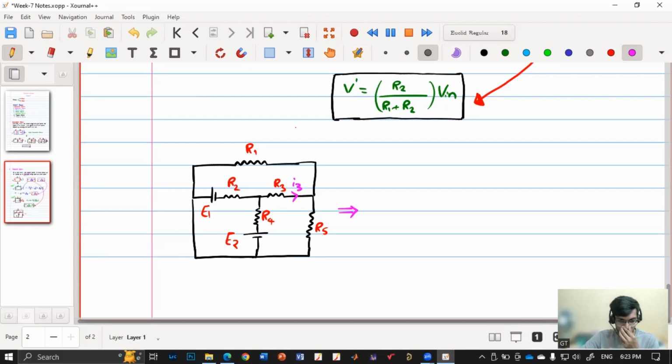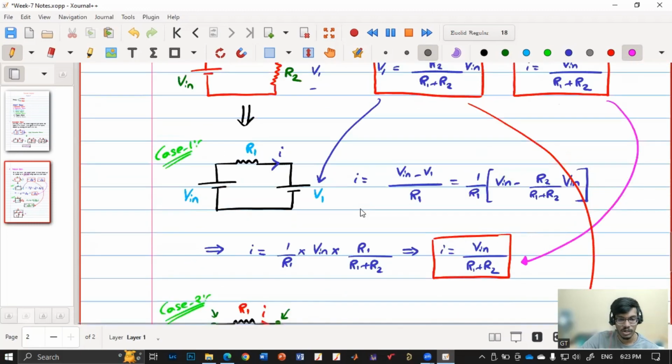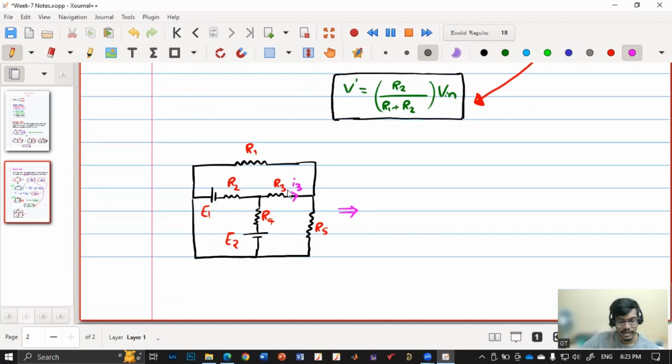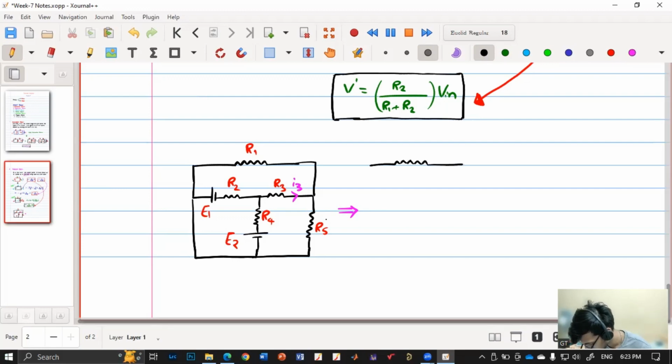So with what value should I be replacing my R3 with? Voltage source. What will be the value of the voltage source? It will be the equivalent voltage across that element. So here the voltage across this is I into R2, which is R2 by R1 plus R2 into VN. So now here say current is known. It's a known value I3 and resistor R3 is also given. So with what value should I be replacing it with? I3 R3. Yes, you are right.